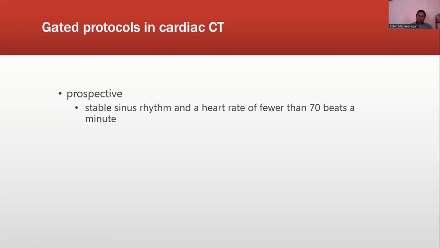So this prospective triggering can be done in patients with stable sinus rhythm and heart rate less than 70 beats per minute. If we have rhythm abnormalities, or if the heart rate is around 75, 80, 85, then we have to use retrospective gating. That means the machine will be taking a continuous helical imaging of the heart, irradiating the whole cycle, giving more radiation to the patient. And then after acquiring the images, we will be selecting the phases and reconstructing the coronary arteries in those particular phases. So this involves a bit higher radiation.